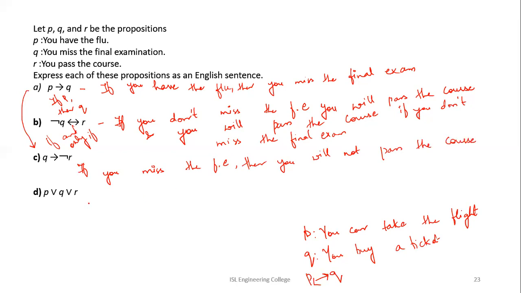The next one is P or Q or R. For this, we can write it by adding an or after each statement. So you have the flu, or you miss the final examination, or you pass the course. Okay, so I'll just write it over here. You have the flu, or you miss the final examination, or you pass the course.